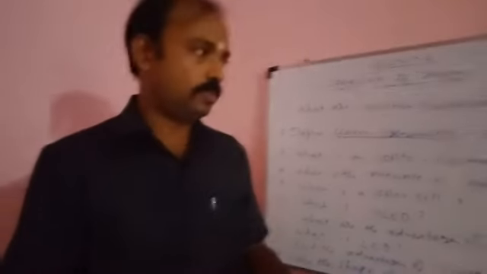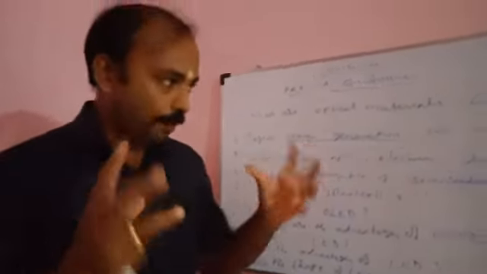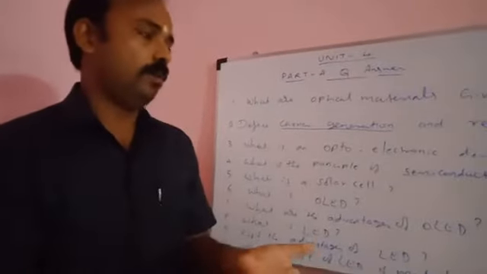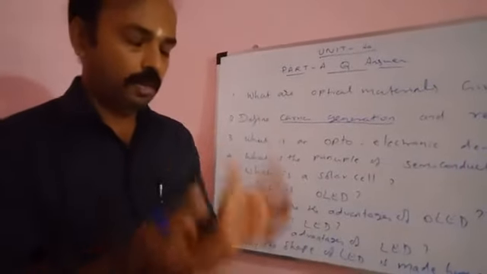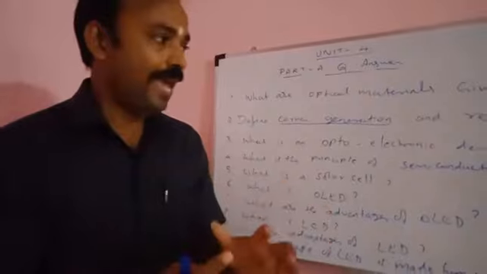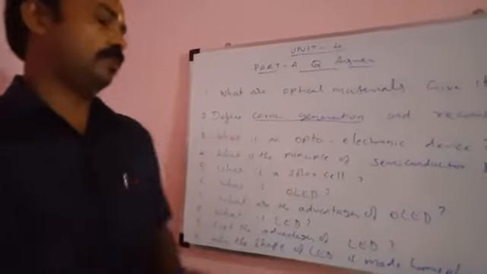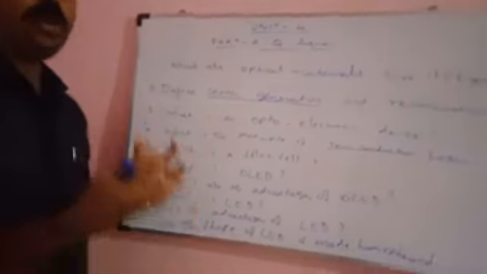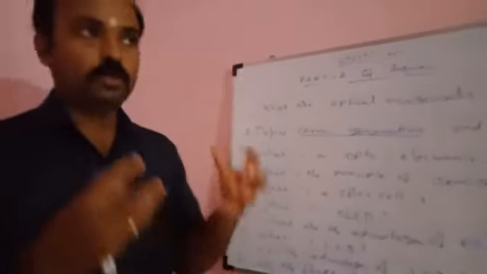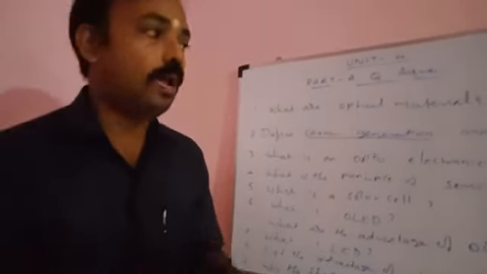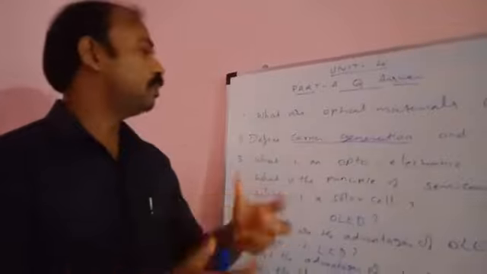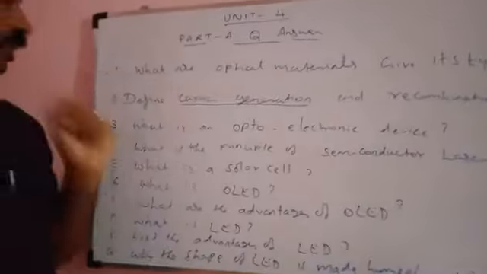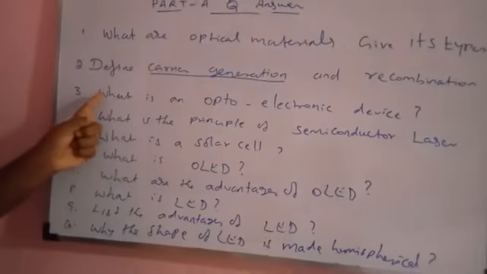Then recombination. Recombination is a process of combining the electron hole pairs already produced. The combination of the electron hole pair that was already produced is to recombine. That is recombination.